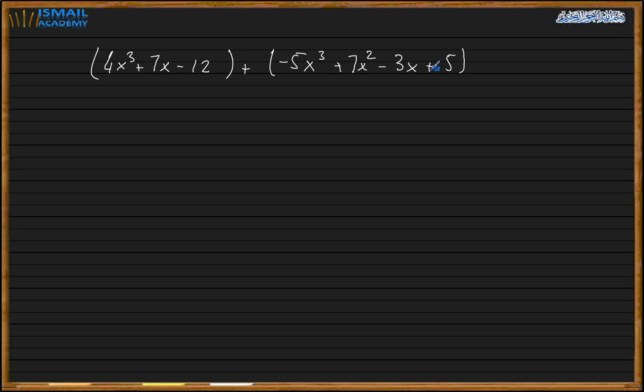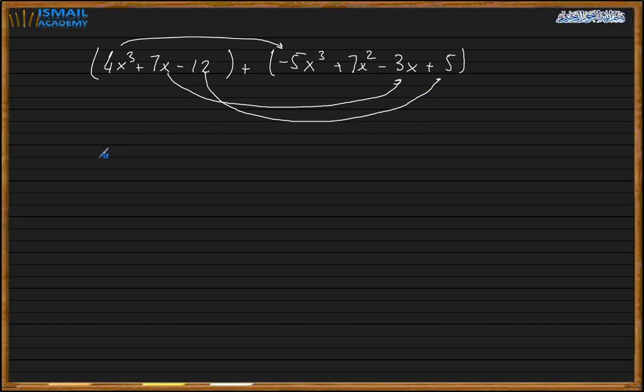You see, when we add, it's the same thing as when you add numbers. So look for the similar quantities. I'm going to add this with this, this with this, and this with this. At the end, I will end up having 4 minus 5, so it's going to be minus 1x cubed, which is just minus x cubed. There is no 7x squared.